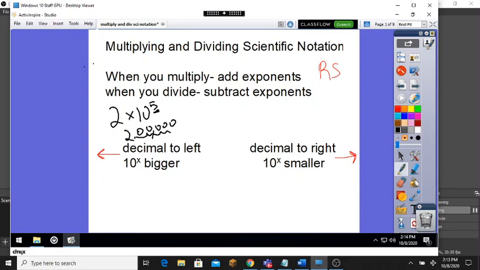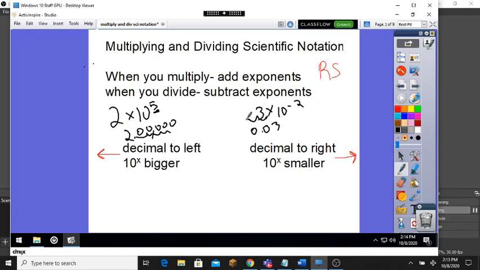If we have a number like, let's say 3 times 10 to the negative 2, this means that we would move the decimal over to the left 2 times, 1, 2. So this would actually be 0.03. So this is telling you in ordinary notation where you're moving the decimal.